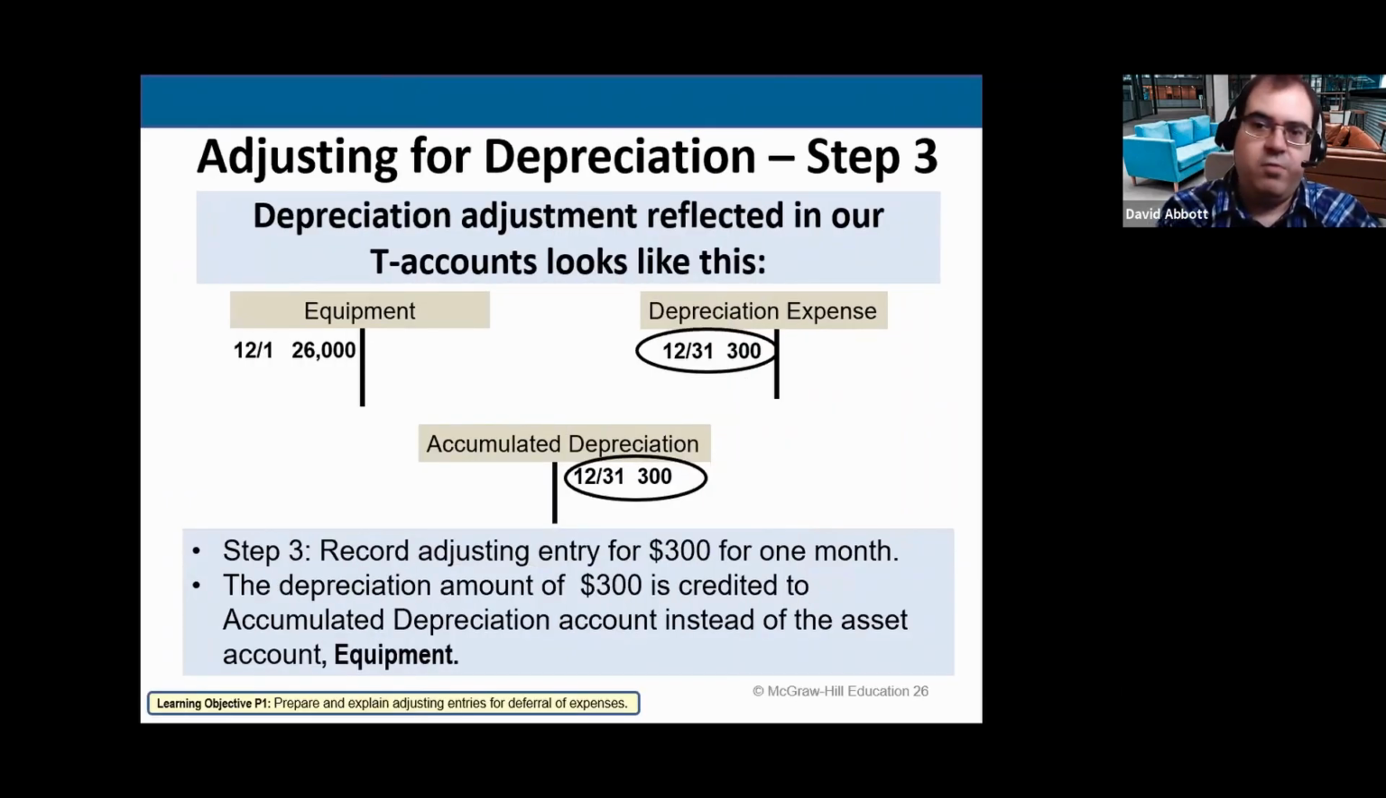Then this is how we would do that. Initially on December 1st, when we purchased the equipment, we would debit equipment $26,000. And then on the 31st, we would debit the depreciation expense for $300, because that's the amount of it that we've used. And then we would credit the accumulated depreciation. And you'd use this accumulated depreciation instead of doing anything with the equipment. You wouldn't do anything on the equipment account.